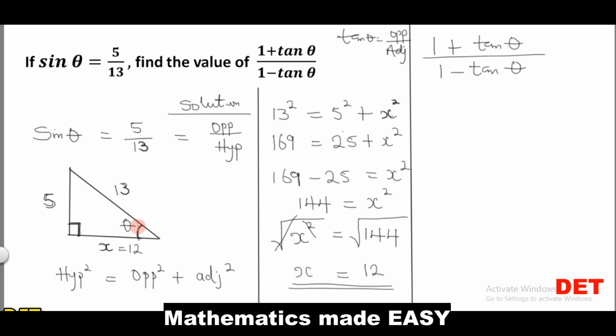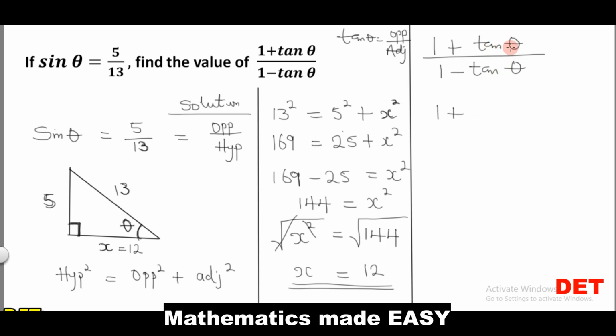So my opposite is the side facing this theta, and that is 5. And my adjacent is the side where the right angle and this acute angle lies, and that is 12. So my tan theta will be equal to 5/12, which is opposite all over adjacent. So this will be 1 plus tan theta. We have looked for it.